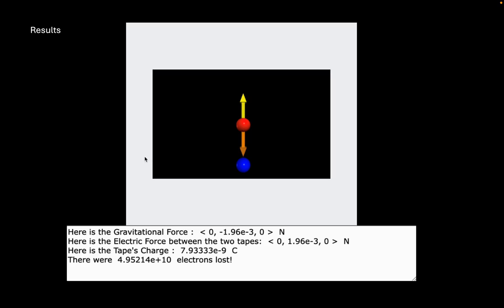And so these are my results. As we can see, the gravitational force is equal in magnitude, opposite in direction. The tape's charge was this, and this many electrons were lost. And this is pretty similar to my results from the paper. The main ones to look out for: this Q, that's right here, and this one right here. Pretty similar numbers, but obviously there are some errors, and we're going to talk about that.